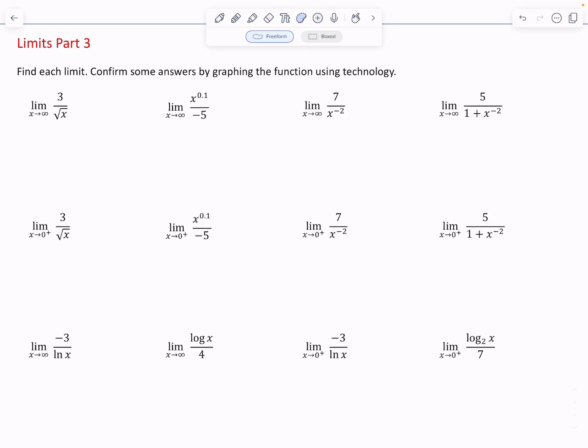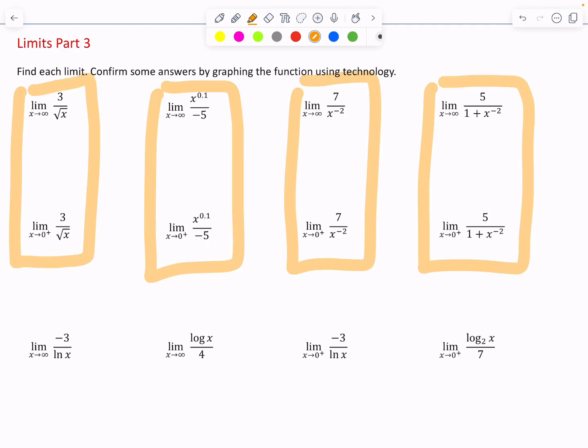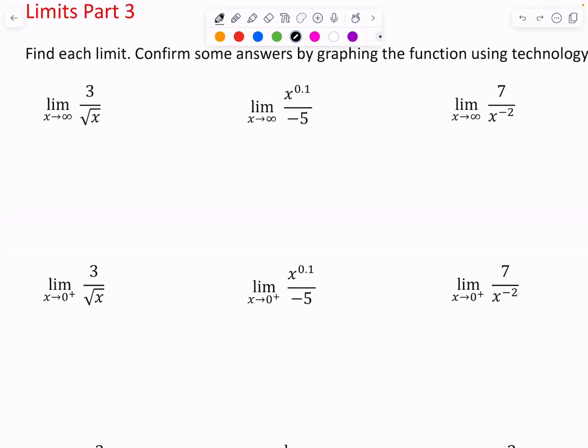Find each limit, confirm some answers by graphing the function using technology. We have 12 limits here. Notice the functions come in pairs. Looking at the first pair, as x goes to infinity, the numerator is 3, and the denominator is a growing power function approaching infinity. Power functions are in a higher class than constants, and these fractions will tend towards 0.